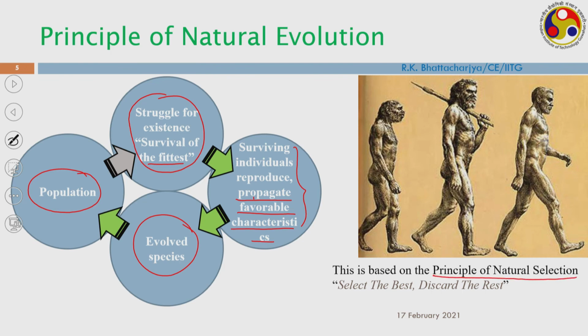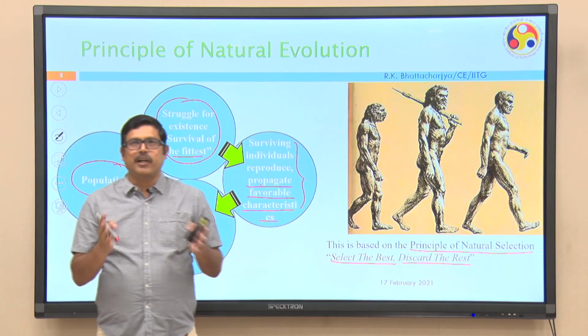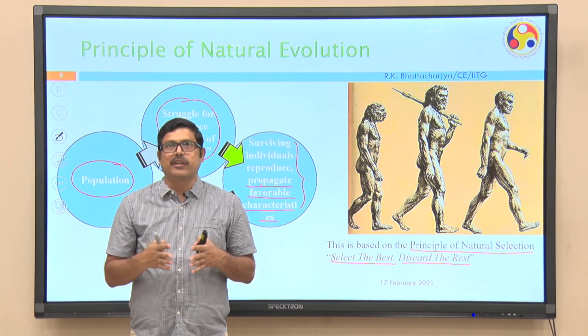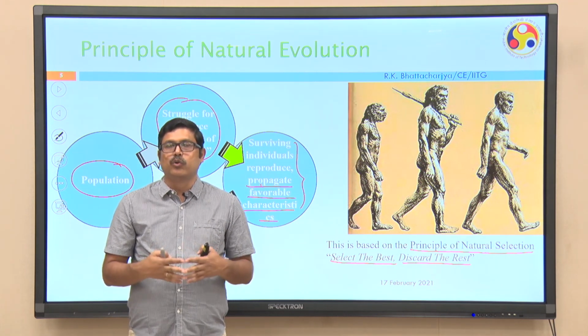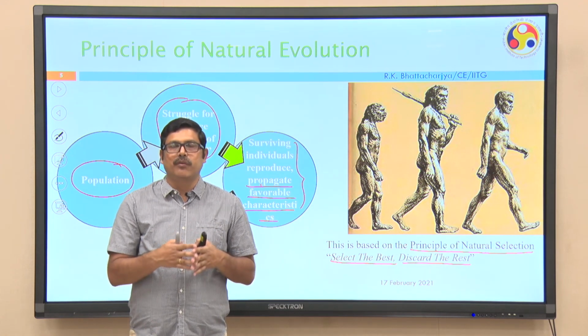So, now what is the basic principle of natural selection? The principle is: select the best, discard the rest. That means from a natural point of view, the best, the fittest solution will survive, and those who are weak will be eliminated. So, nature will discard them.